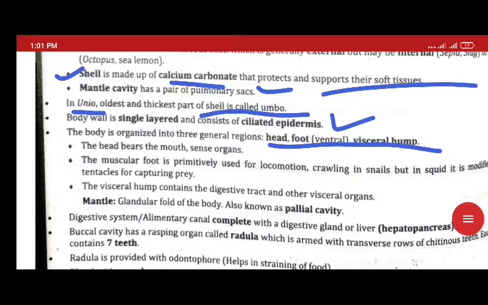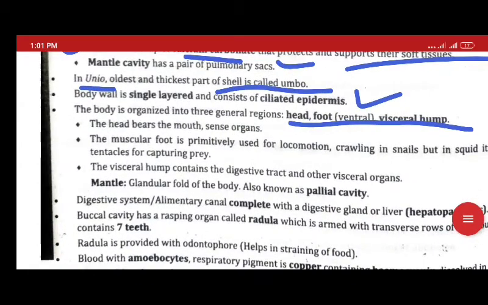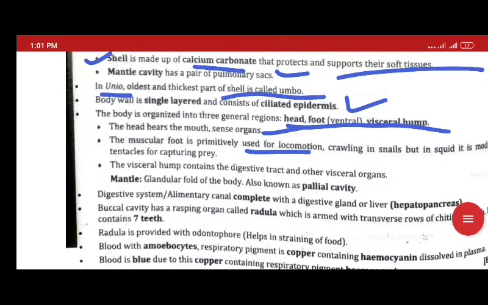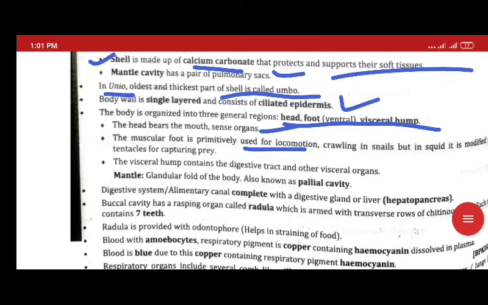The head bears the mouth and sense organs, and the muscular foot is for locomotion. Here the muscular foot is given for locomotion, crawling in a snail, and the body in a squid. Tentacles are in a squid. You should remember this: in a squid, tentacles.